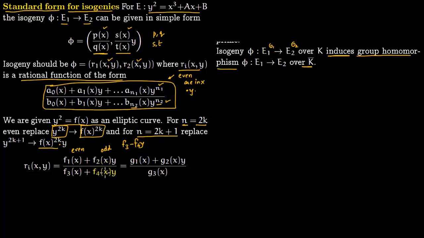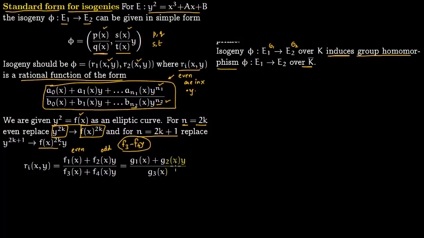Obviously now in the denominator you will get f3 square minus f4 square y square. So when you multiply both the numerator and the denominator by f3 minus f4 y, in the denominator you will get a y square term, and you are going to replace that y square term with f of x. This will simplify to something like this: g1(x) plus g2(x) y over g3(x).